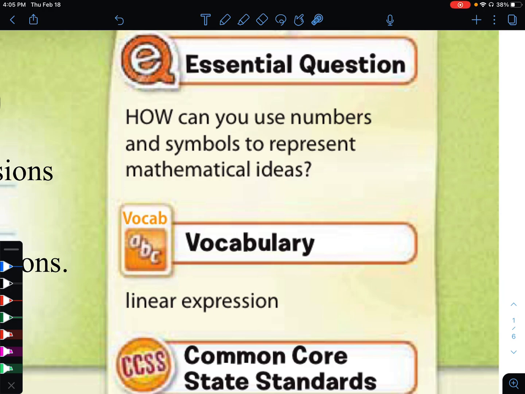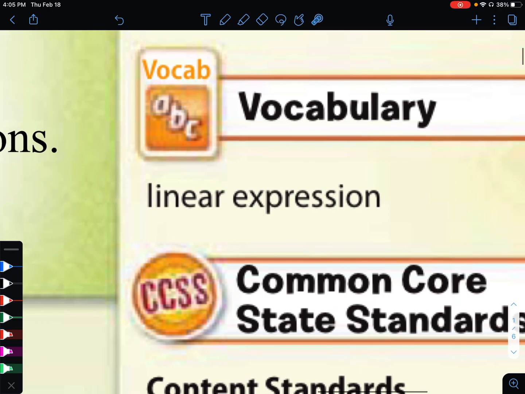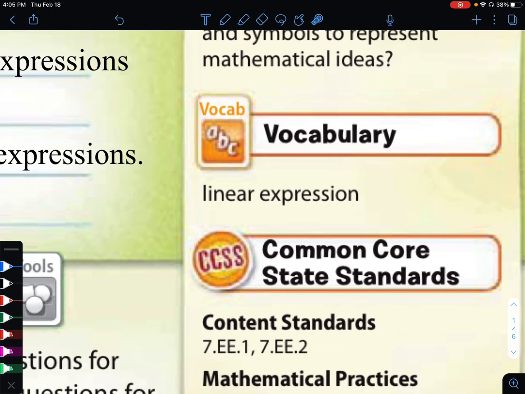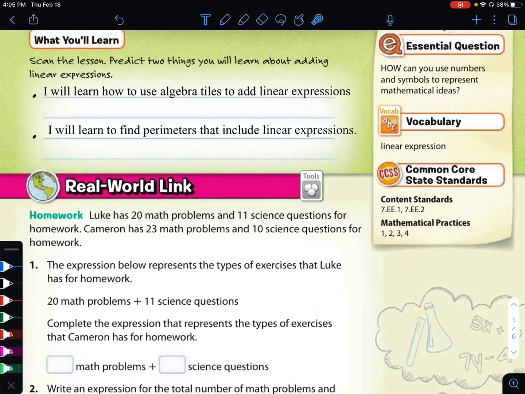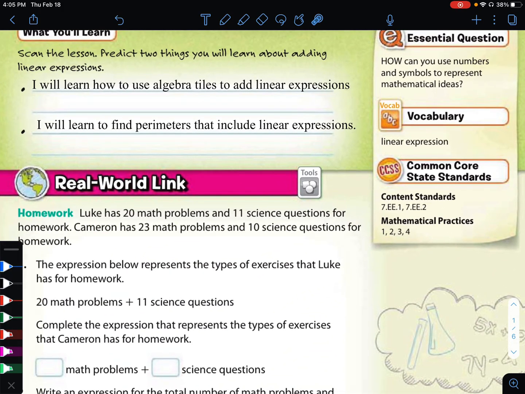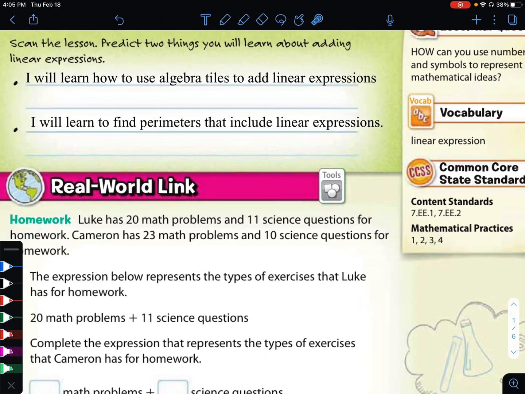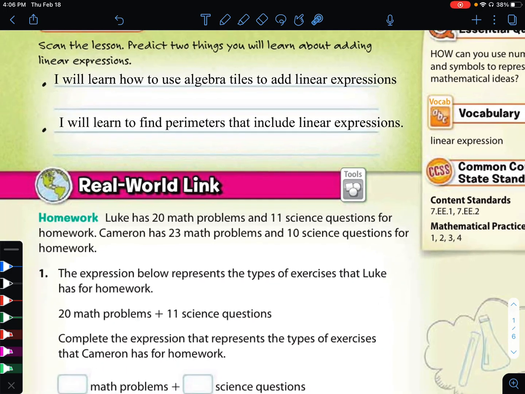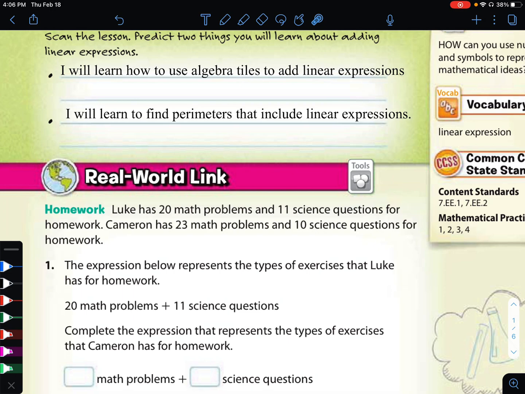In this lesson, we will learn what a linear expression is. Our objectives for this lesson: I will learn how to use algebra tiles to add linear expressions, and I will learn to find perimeters that include linear expressions. Those are the two things that we are going to accomplish by the end of this lesson. So let's take a look at the real world link.